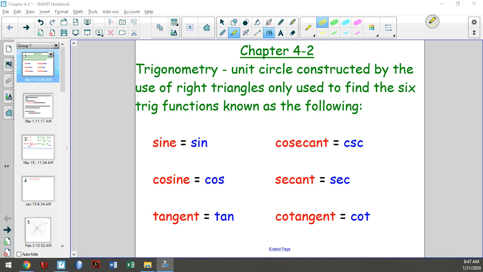Do we all understand that? Cosine is going to be cos, just cosine. Tangent, tan. Cosecant, secant, cotangent. The ones we're focusing on today are going to be these two right here.